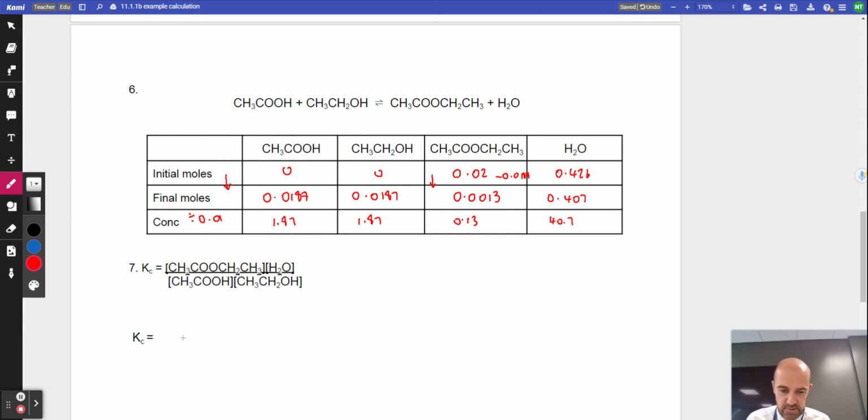So that is going to be 0.13 times 40.7 divided by 1.87 times 1.87. That gives us a value of Kc of 1.51.